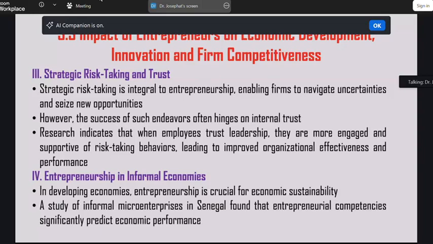So the fourth point, we talk on the part of entrepreneurship in the informal economy as part of the impact of entrepreneurs on a firm's competitiveness. So in developing economies, entrepreneurship is crucial for economic sustainability. A study on informal micro enterprises in Senegal found that entrepreneurial competence significantly predicts economic performance. Kwamba tunaelewa kwamba ujasiriamali, competence za ujasiriamali zinaweza kupredict economic performance.